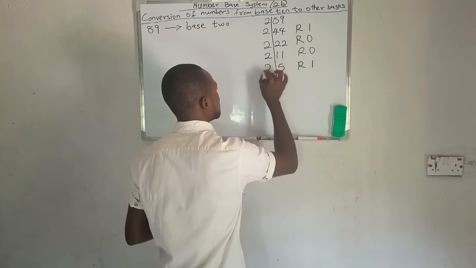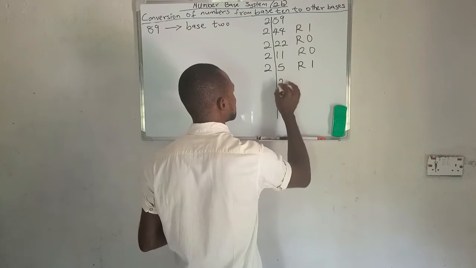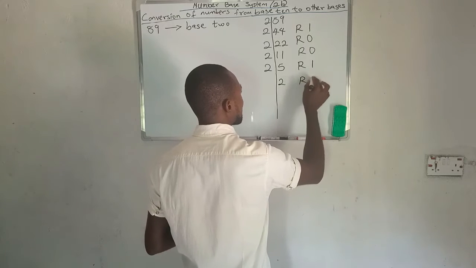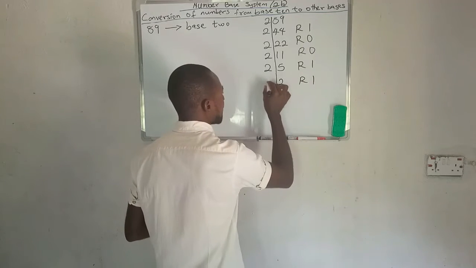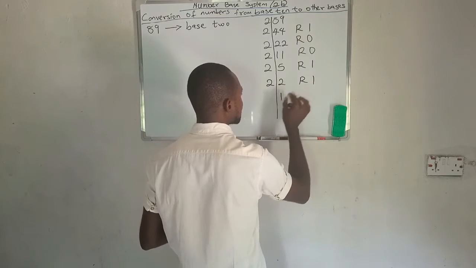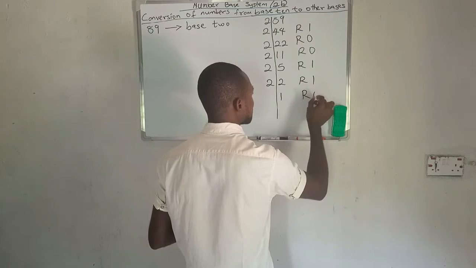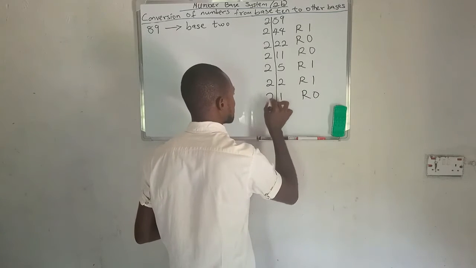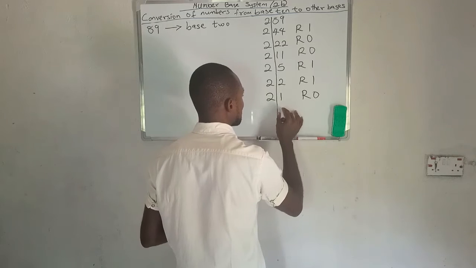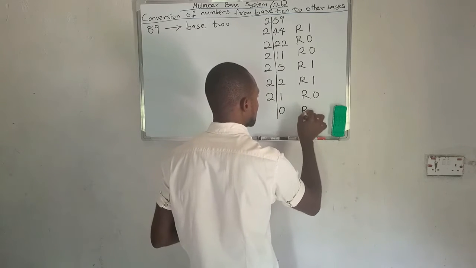And we use 2 to divide 5. We have 2, remainder 1. So 2 divided by 2 will be 1, remainder 0. And 1 divided by 2 will be 0, remainder 1.